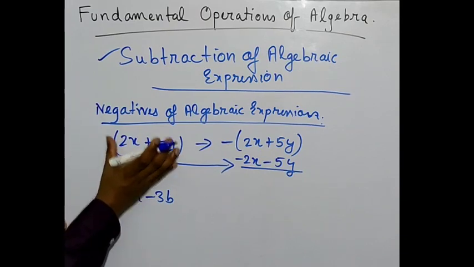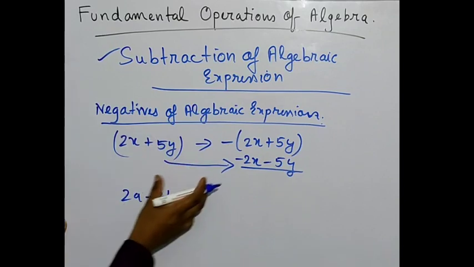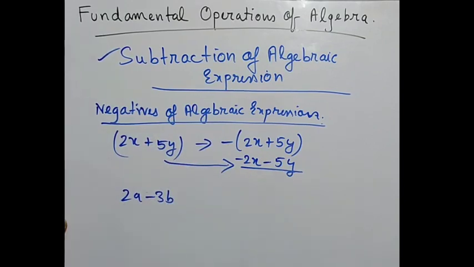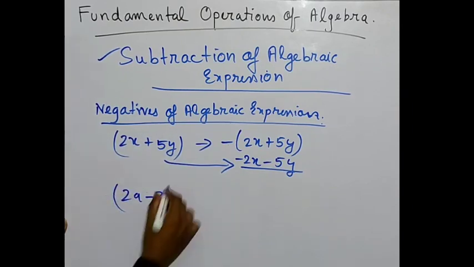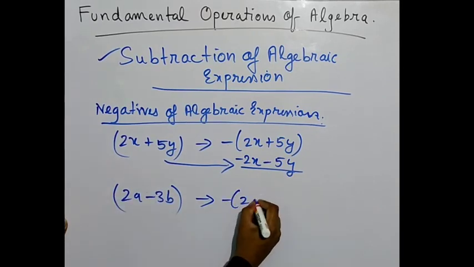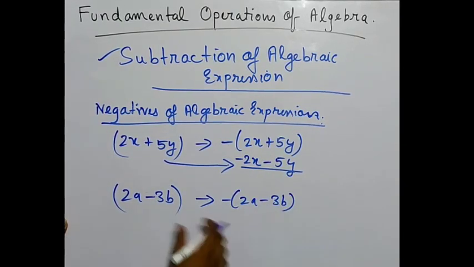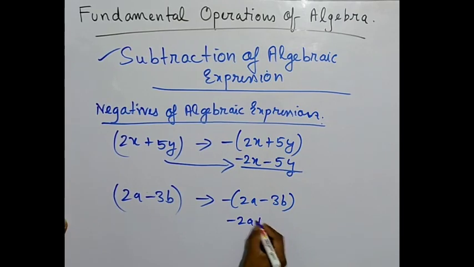So when you will be asked to subtract this expression from any other expression, you will add the negatives. You will change the sign and add the negative. So here what will be the negative of 2a minus 3b? We will change the sign, that is negative of 2a minus 3b. So what is negative of 2a minus 3b? Negative and positive will give you a negative 2a. Negative and negative will give you a positive 3b, because you don't have anything here, means positive for 2a.